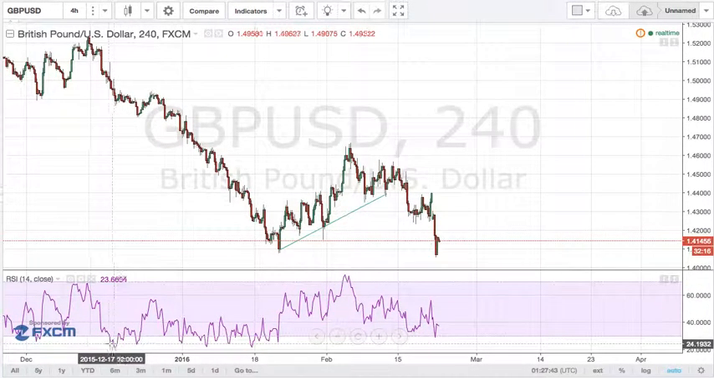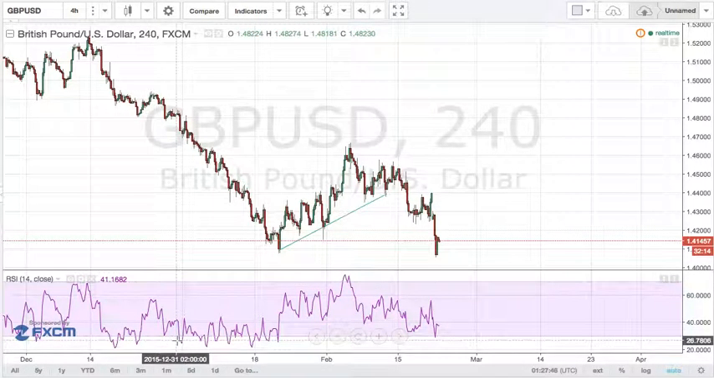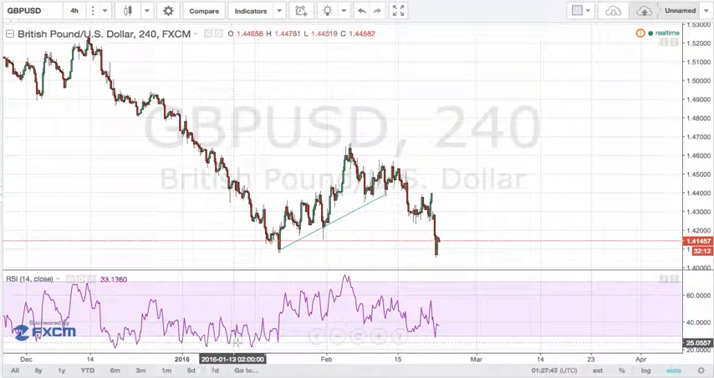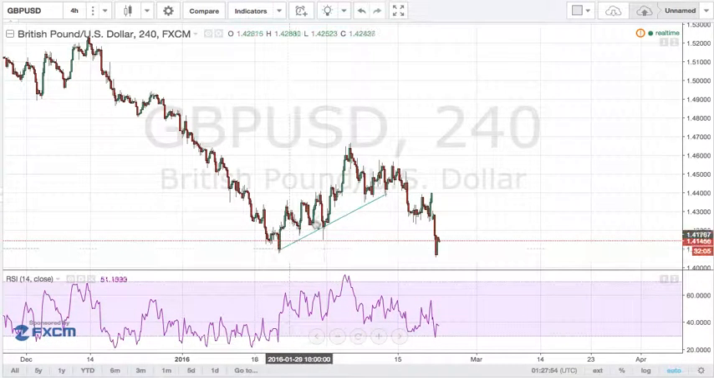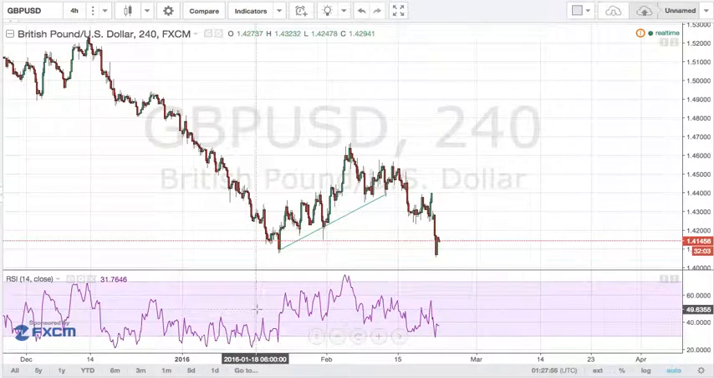As you can see here, 1, 2, 3, 4, 5, 6, 7, 8, 9, 10, 11, 12 times it got into oversold territory and then started to reverse. So you want to look at the trend. But there's another way to use RSI.